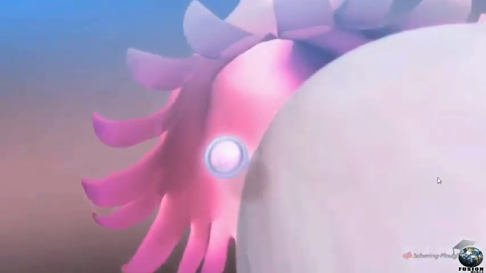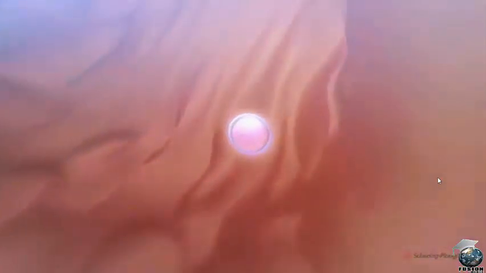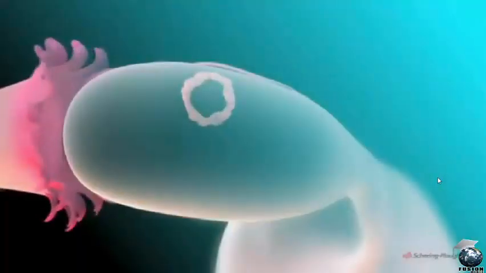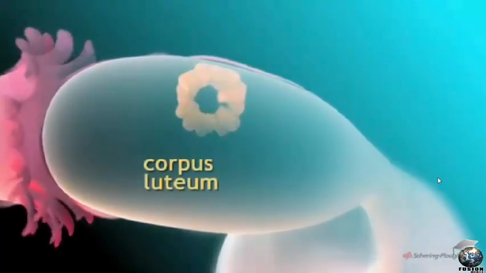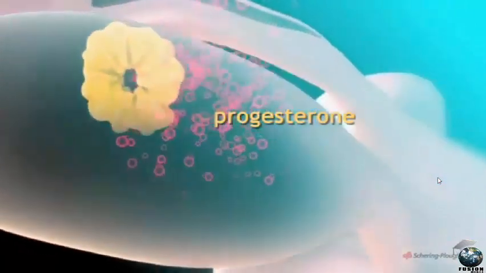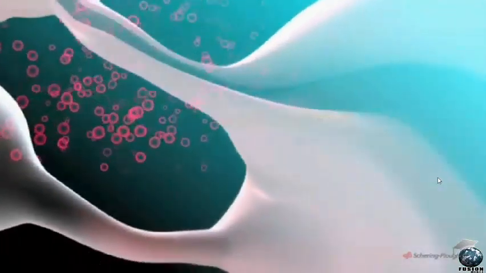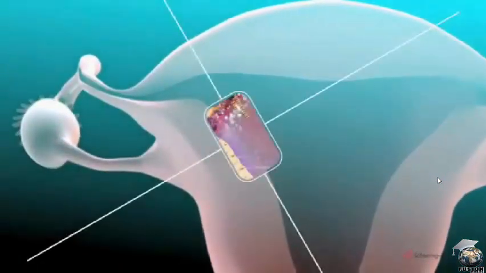Within minutes of its release, the egg is guided by suction through the fringed opening of the outer end of the fallopian tube, starting it on a journey which will take 5 or 6 days as it passes down the tube and finally reaches the cavity of the uterus. Meanwhile, after the follicle ruptures, it is converted into this yellowish body known as the corpus luteum. Cells of the corpus luteum secrete the hormone progesterone, which brings about important changes in the lining of the uterus, preparing it for possible pregnancy.